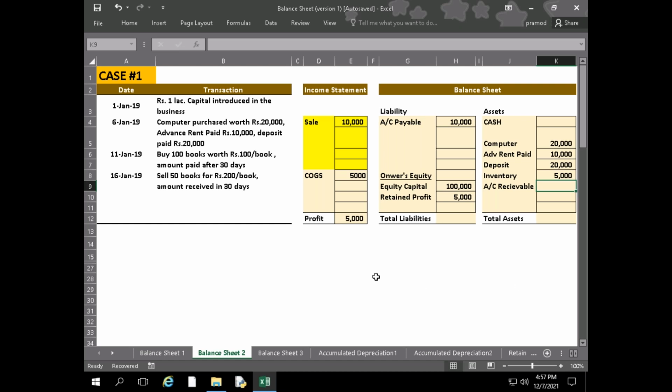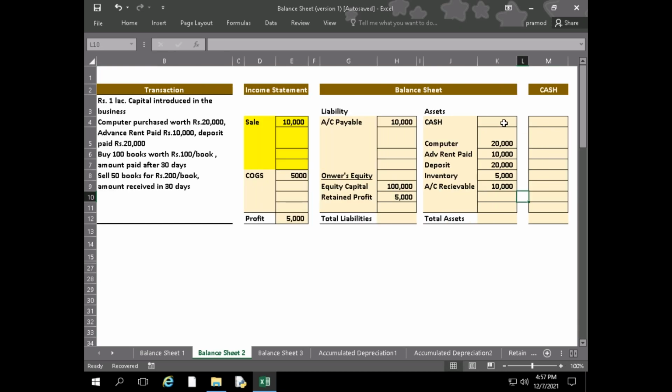Then accounts receivable. Here it is the same: if I have sold 50 books at 200, the amount will be received 30 days after. So it is 50 into 200, so it's 10,000. Now I have no cash.